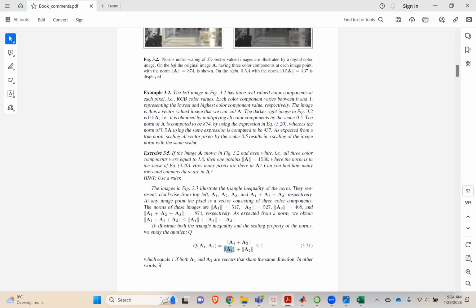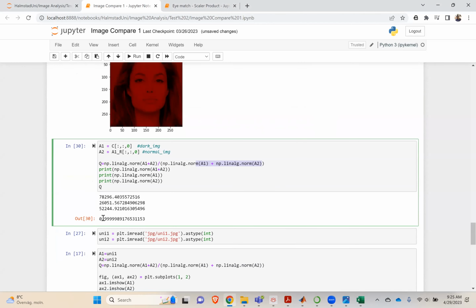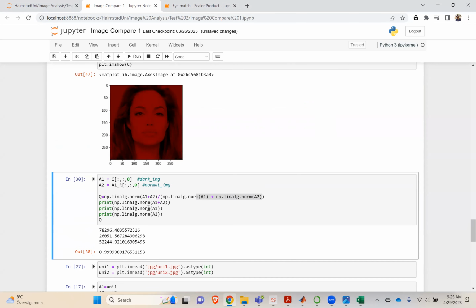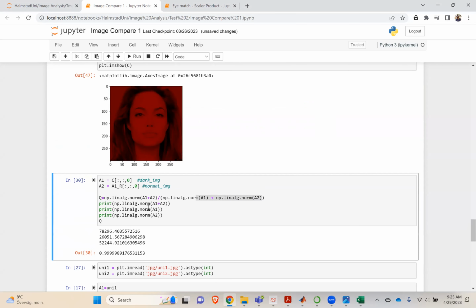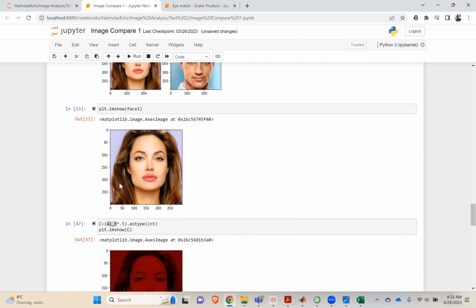We will add these two together and calculate the norm. Then we will calculate the norm separately and add them. Then we get 0.9999. It's almost 1. See, you can see up to 1, 2, 3, 4, 5 decimal points, it's 9. So even if we take the whole 3 matrices, that is the actual face, then also the result will be the same. Right? Yeah, we can give it a try.